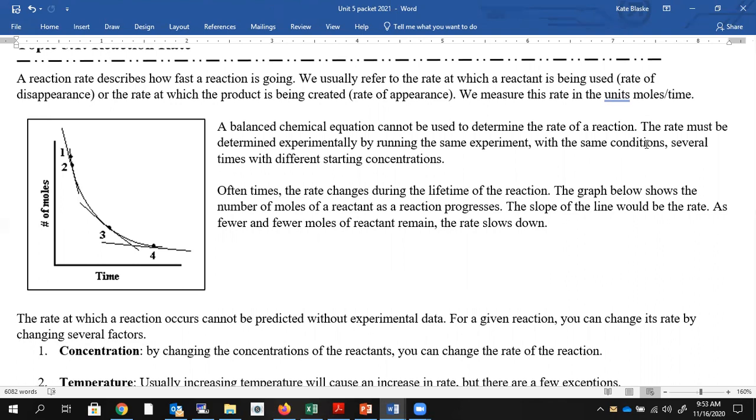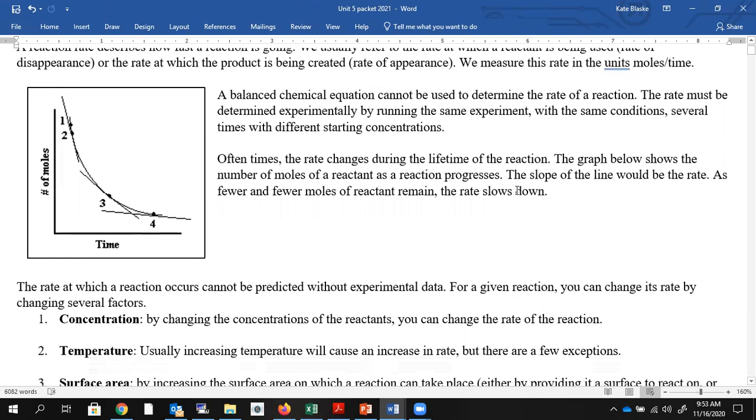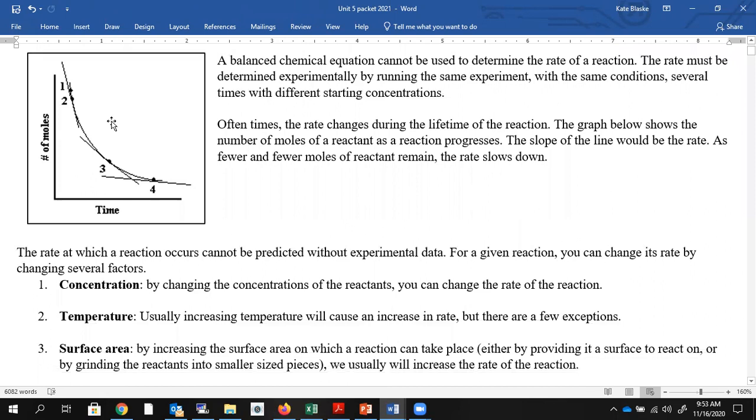The only information that can tell us about the rate of the reaction is actual experimental data, where we say, hey, I mixed this molarity reactant and I saw that the reaction took this long to happen. And then I changed the concentration of the reactant and it took this long to happen. And then I changed the temperature and it took this long to happen. So we will be talking about how those different modifications can affect our rate. We also know that rate can slow down as the reaction goes on. As there are fewer and fewer reactants around, it takes longer and longer for those reactions to happen.